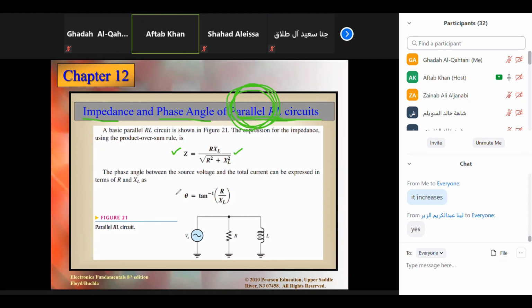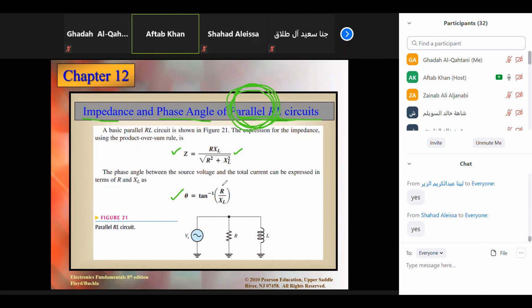It is exactly the same. Do you also remember the theta? I told you, girls, it is going to be reversed, that is, R over XC for the parallel circuits. Same here: R over, rather than XC, we are writing XL. Did you remember these things?